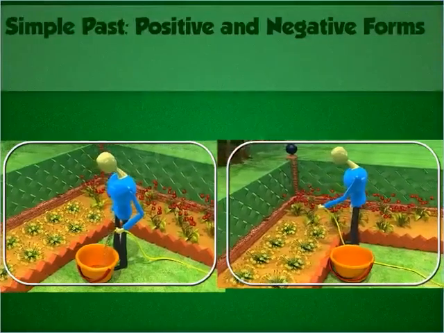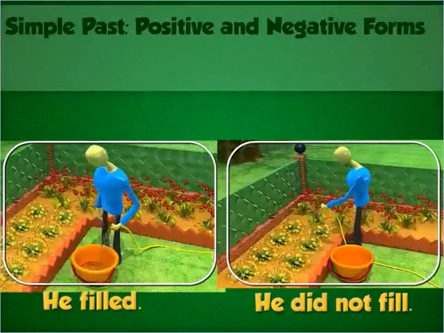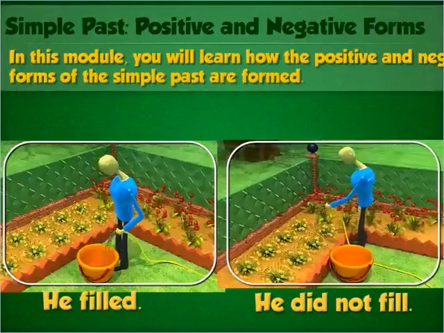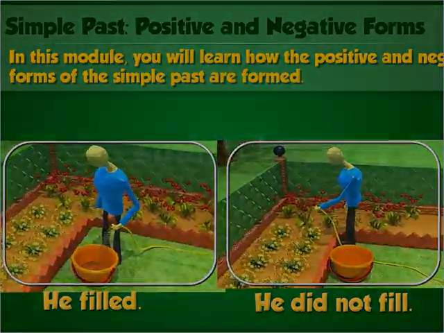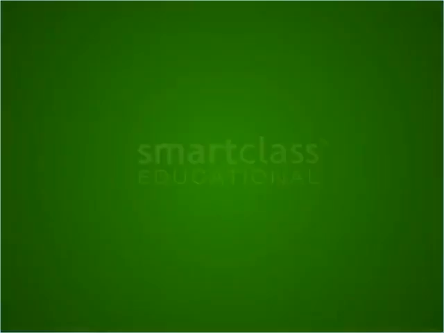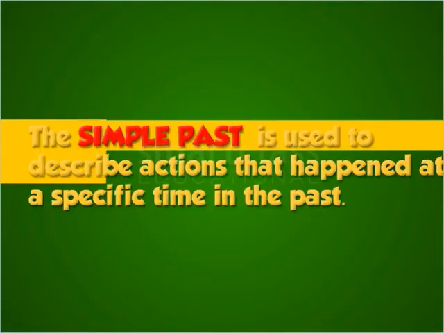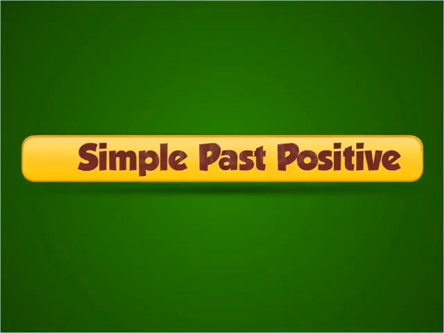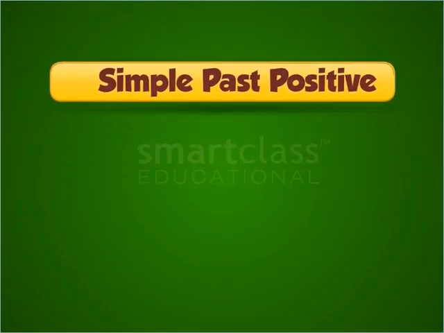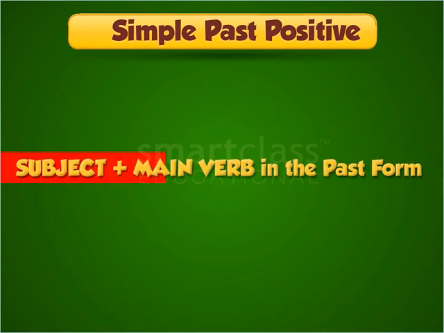Simple past, positive and negative forms. In this module, you'll learn how the positive and negative forms of the simple past are formed. The simple past is used to describe actions that happened at a specific time in the past. In the positive form, the simple past is written as subject plus main verb in the past form.